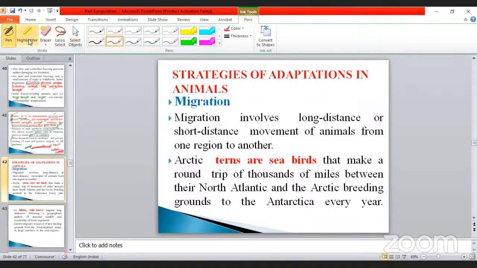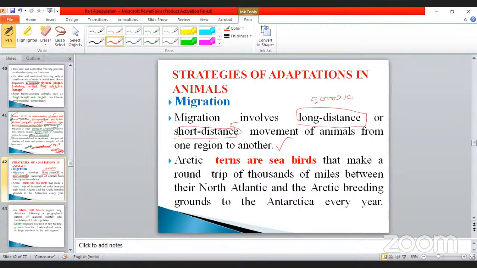What is the meaning of migration? See here. Migration involves long distance, this is very, very important, or short distance. Here 5 kilometers, here 5,000 kilometers. You know the difference, my dear. Movement of the animal from one region to another region. We already discussed the Siberian bird, isn't it? It also moves from Australia to India.